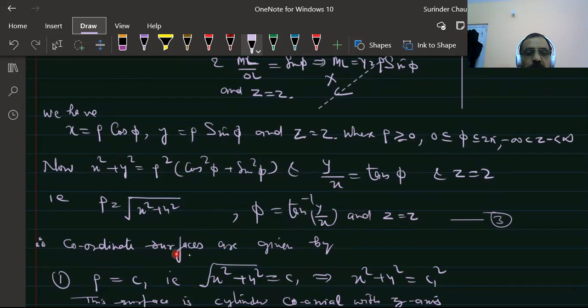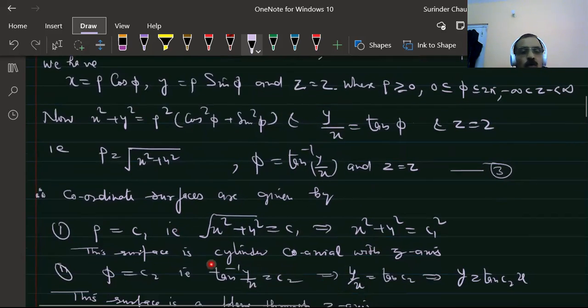Therefore, the coordinate surfaces are given by these: rho is equal to constant, phi is equal to constant, and z is equal to constant. These are coordinate surfaces. Earlier we had coordinate surfaces in Cartesian coordinates, and we have converted them to coordinate surfaces in cylindrical polar coordinates. So rho is equal to constant means x square plus y square is equal to c1 square. This surface is a cylinder coaxial with the z axis. The axis will be parallel to the z axis.